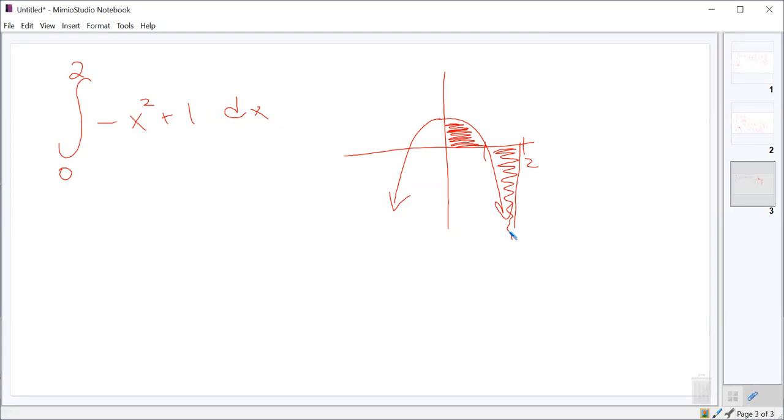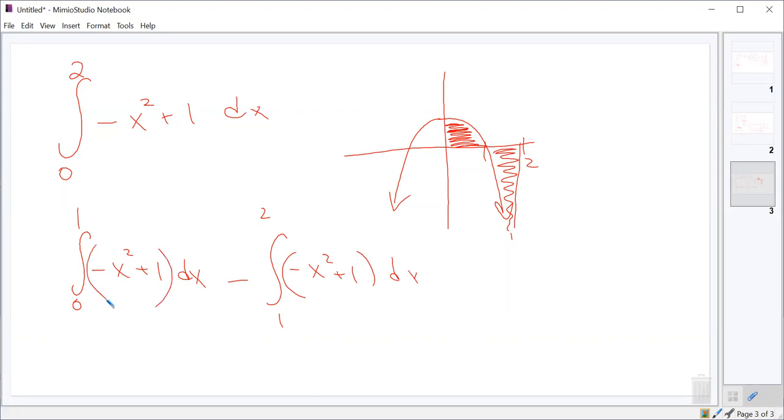So what we have to do is split it at x equals 1, where it crosses through the x-axis. You guys at home all good with that? Yes. Great. So the integral from 0 to 1 of negative x squared plus 1 dx, and then instead of adding, we'll subtract, because we want the opposite of the one that's below, since the one that's below is negative. That should give us the full area.